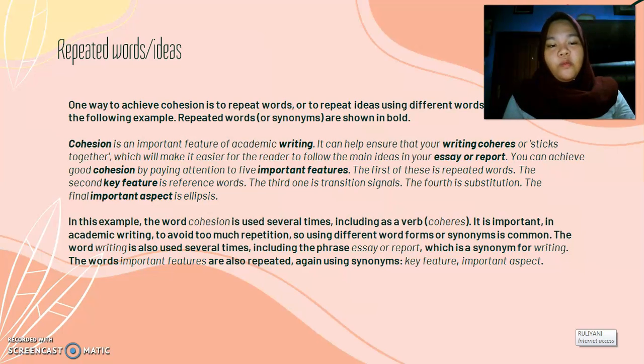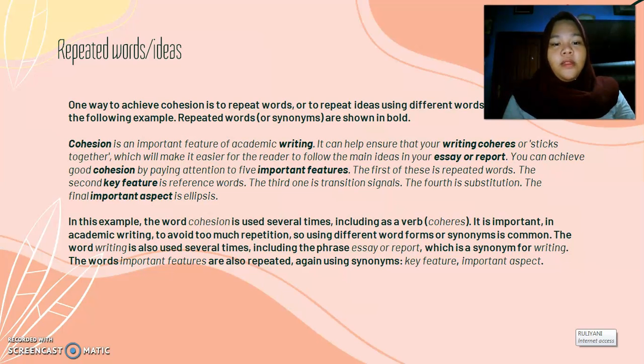Cohesion is an important feature of academic writing. It can help ensure that your writing coheres or sticks together, which will make it easier for the reader to follow the main idea in your essay or report. You can achieve good cohesion by paying attention to 5 important features. The first of these is repeat word. The second key feature is reference word. The third one is transition signal. The fourth is substitution. And the final important aspect is ellipsis.